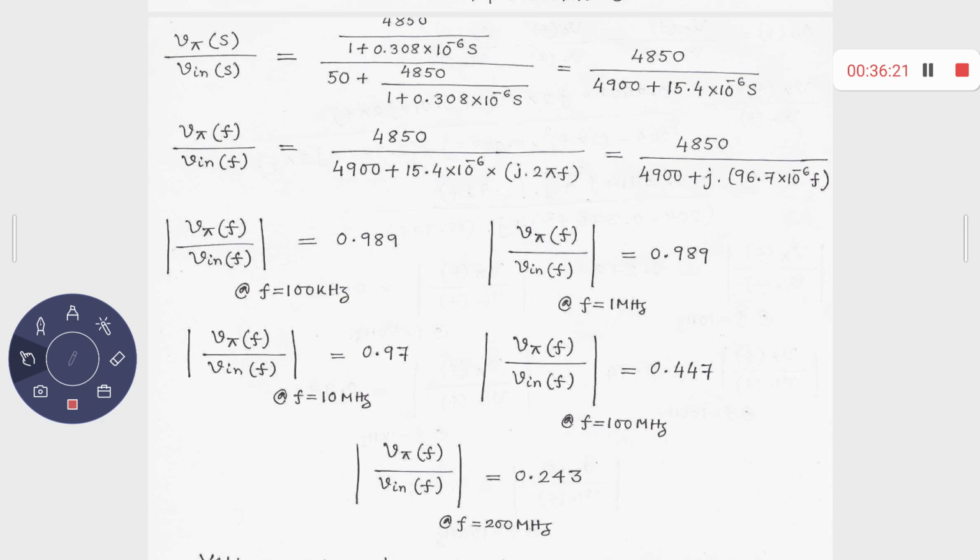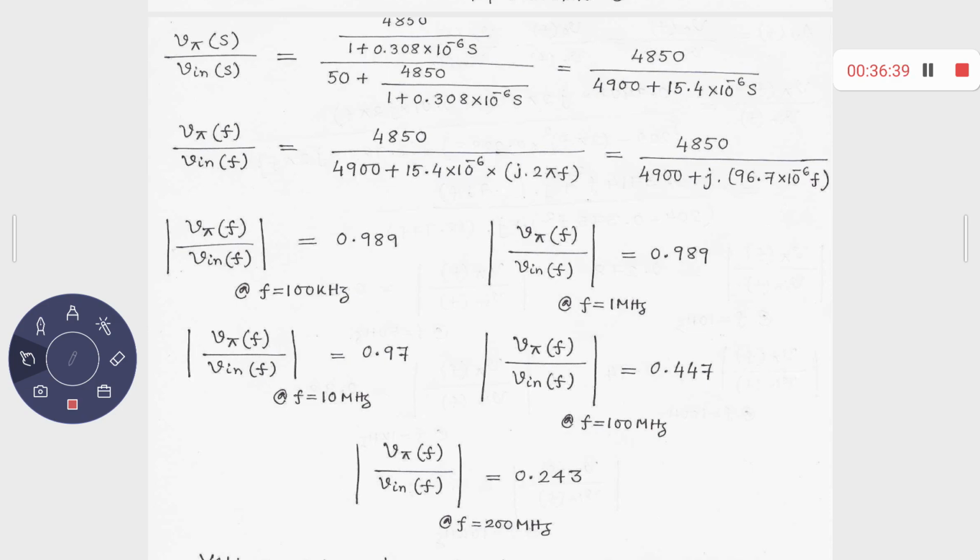Whenever it goes from 0.989 to around 0.243, so 70%, we consider that the half power bandwidth. So this half power bandwidth has already been achieved. No need to go further. At 200 megahertz you can stop.